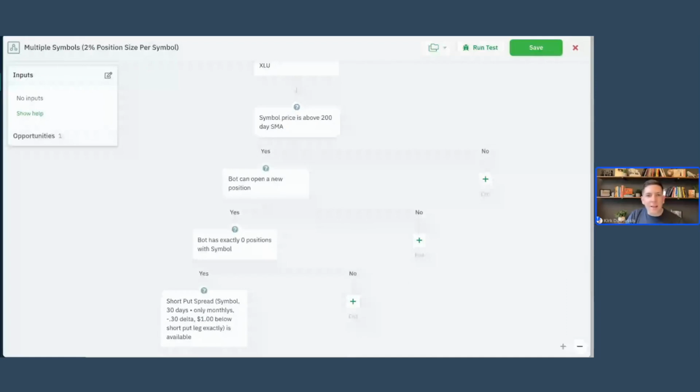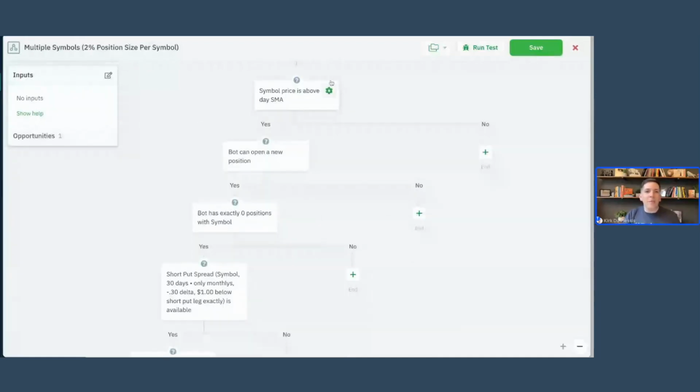Again, whatever you want to do here is totally up to you. The symbol price is above a moving average, whatever is your trigger for entering. IV rank, RSI, Bollinger Bands, whatever. Okay, so I'm going to delete this. You guys good with this? That was just the placeholder for where that stuff lives. It doesn't have to be the same forever.